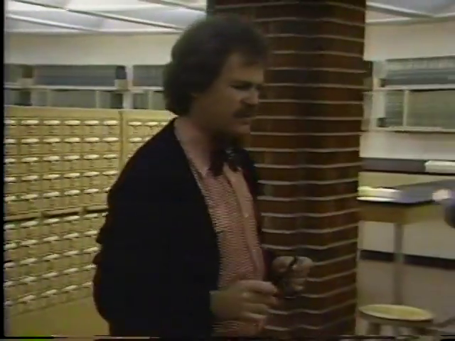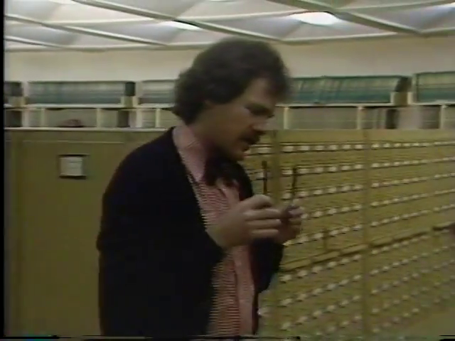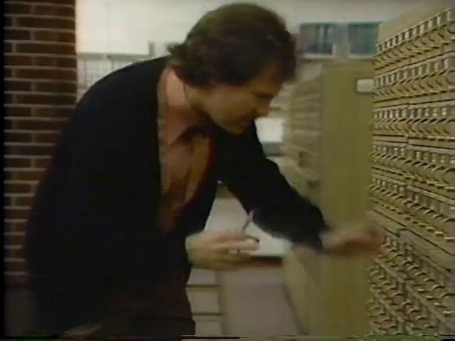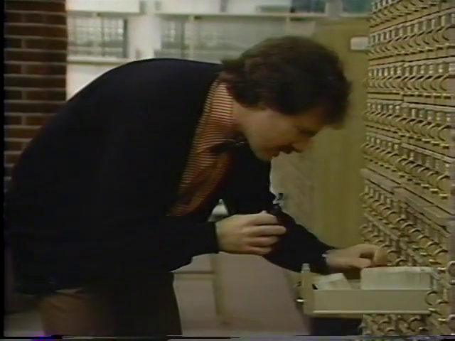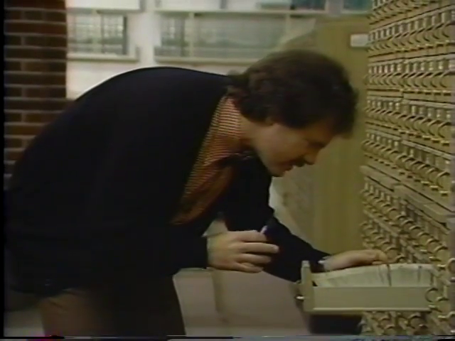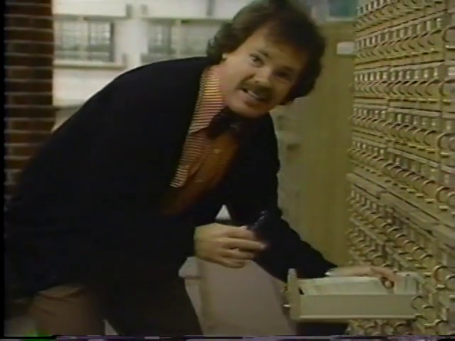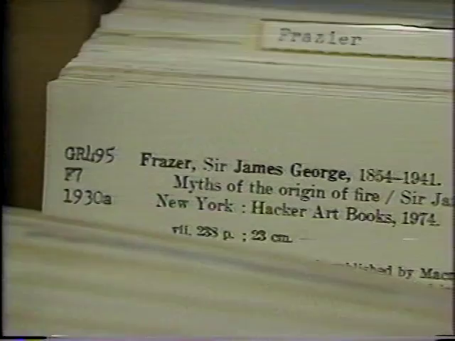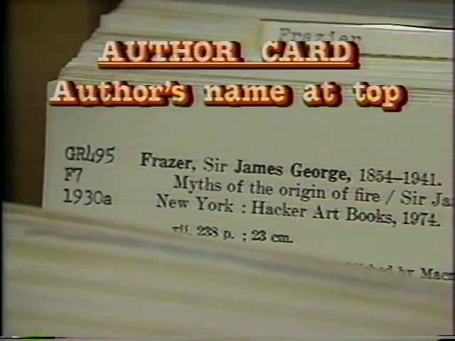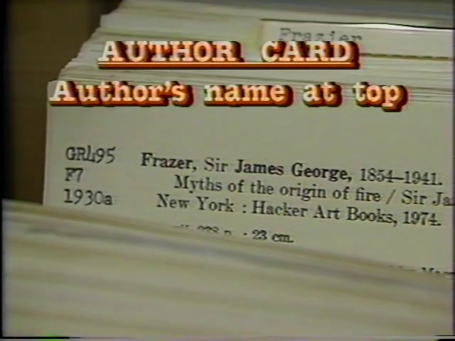For example, let's say you want a book by an author named James Fraser. But you can't remember the title of the book, although you'd recognize it if you saw it. Now first, you'd work your way alphabetically to the author's last name, followed by the first name. Now if the book is in the system, you should find a card for it. There it is, Myths of the Origin of Fire. As you can see, author cards have the author's name at the top of the card. Also, be aware, author cards are often referred to as main entry cards.